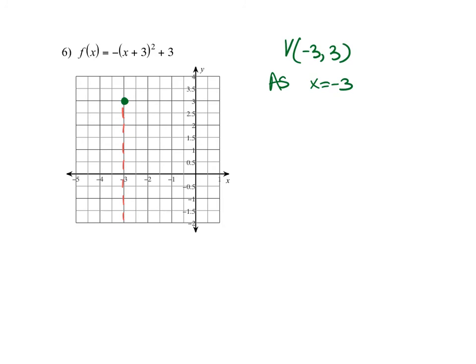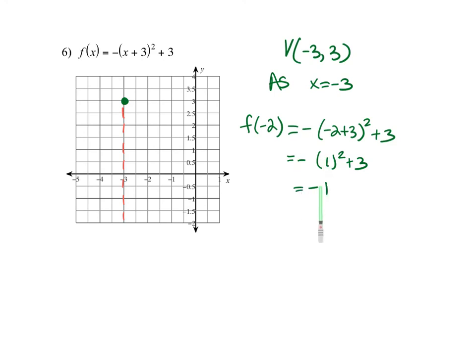So f of negative 2 equals negative (negative 2 plus 3) squared plus 3. Remember that we're multiplying this negative sign times everything that is coming outside from here. So negative 1 squared plus 3. So 1 squared is 1, but I'm multiplying times negative. So that's why it's negative 1 plus 3 equals 2. So I have the point negative 2, 2. So negative 2, 2 is this point right here. I'm going to go ahead and mark it over here also.